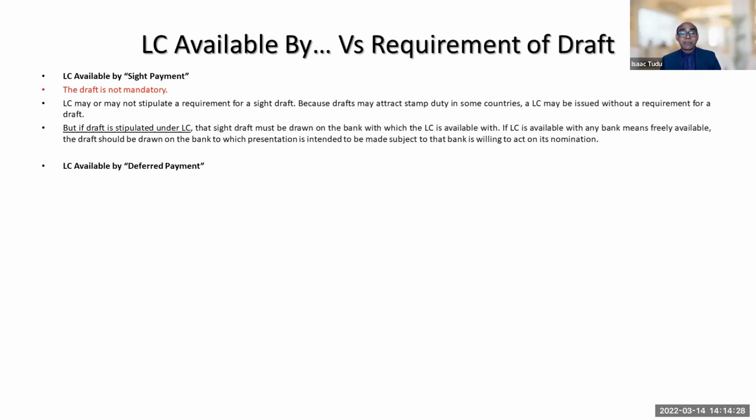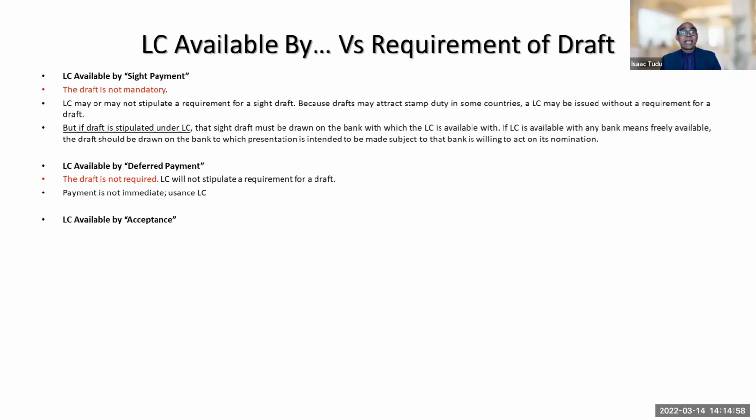What about LC available by deferred payment? In this case, the draft is not required. The LC will not stipulate a requirement for a draft. In case of deferred payment, payment is not immediate, and it is the case of a usance LC.